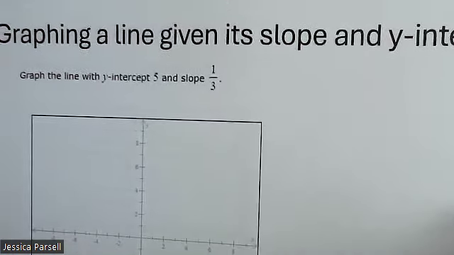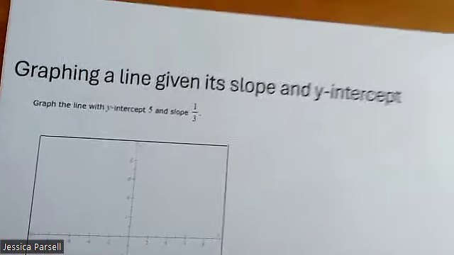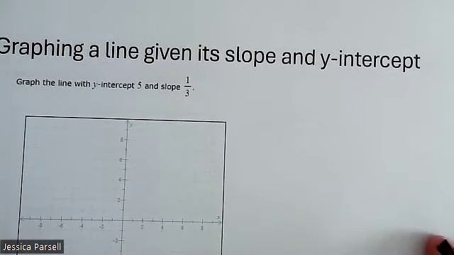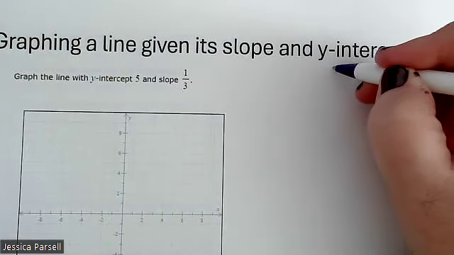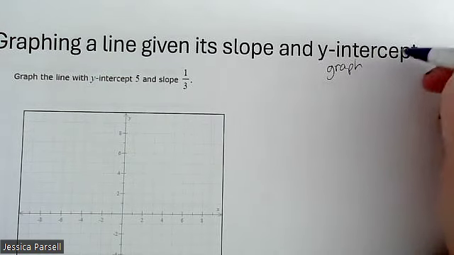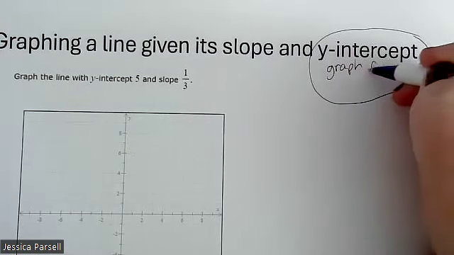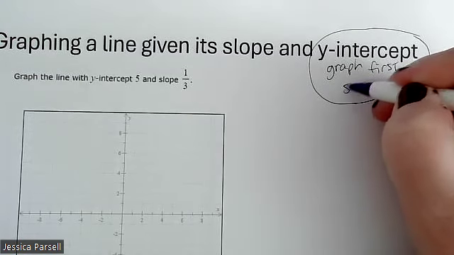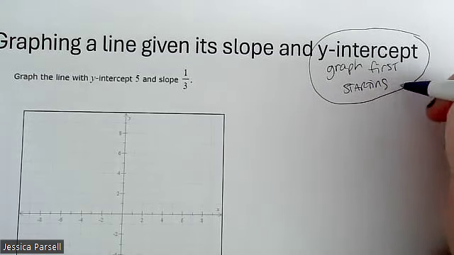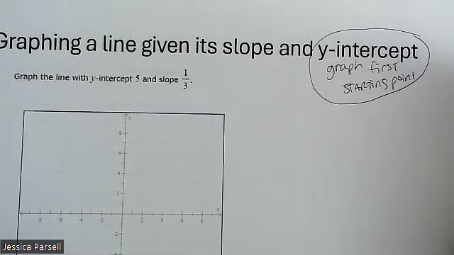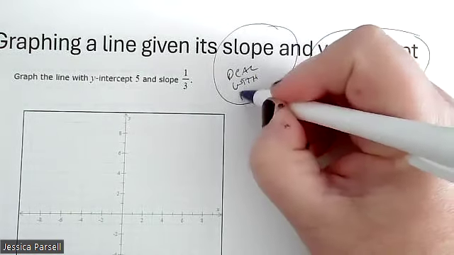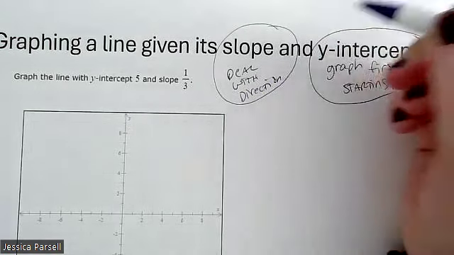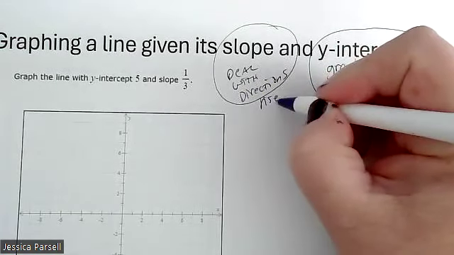All right. Now they're asking us to graph a line, given its slope and y-intercept. Okay. So here's my trick. The first thing you want to do is graph the y-intercept first. That's your starting point. Then, second, you deal with the slope, because slope is really directions, if you think about it. It's what's changing. It's rising and running.